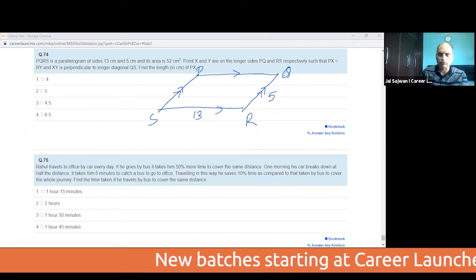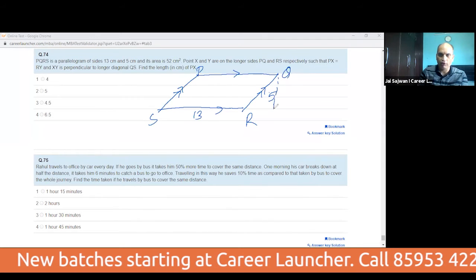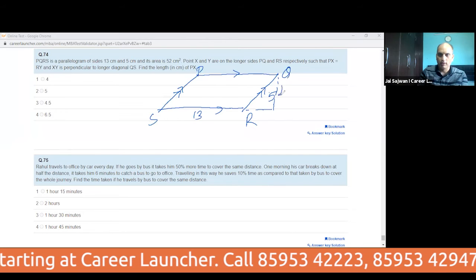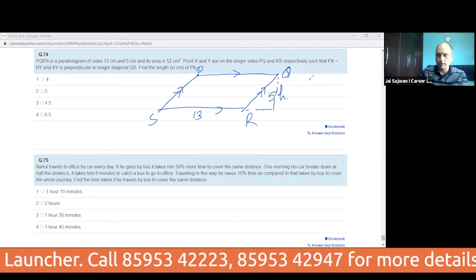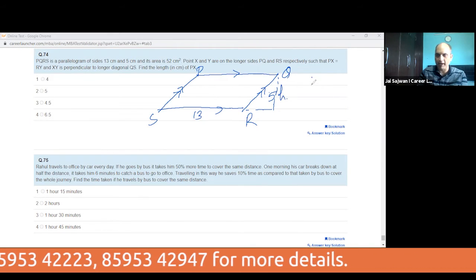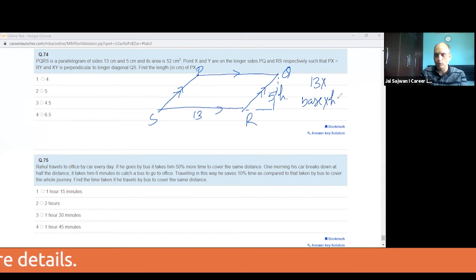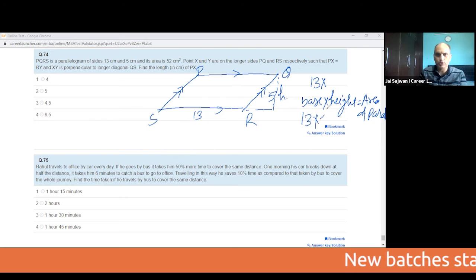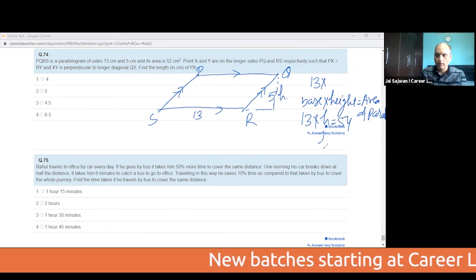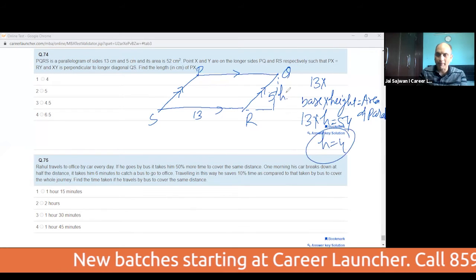Its area is 52. So if you drop a perpendicular to this, the height is h. So what is the area of a parallelogram? It is base into height. Sorry, let me write the formula. Base into height is the area of a parallelogram. So 13 into h is equal to 52. h is 4. This is the perpendicular distance.